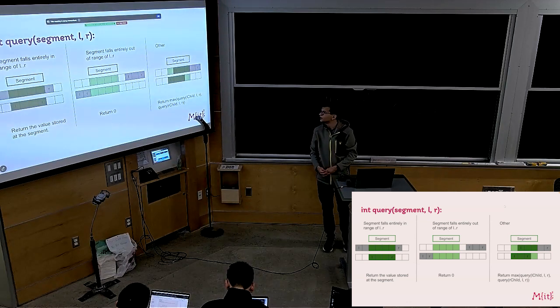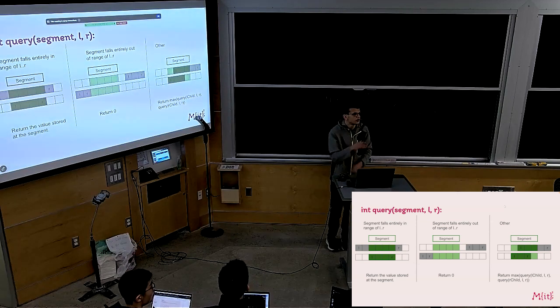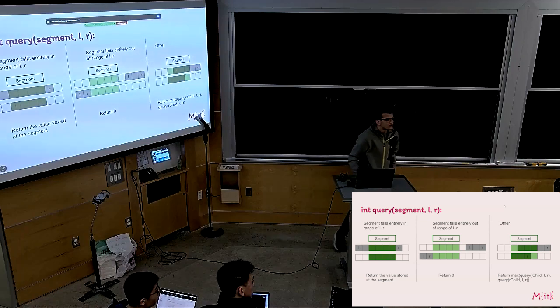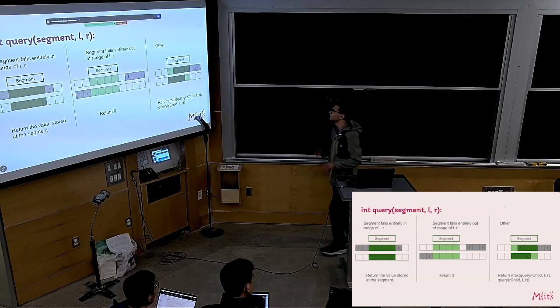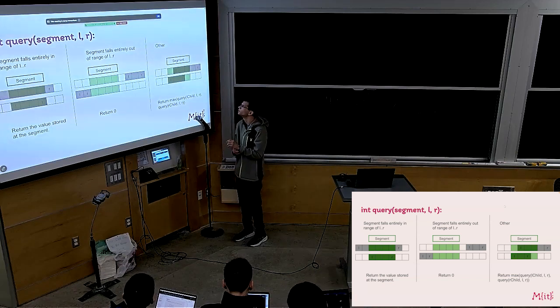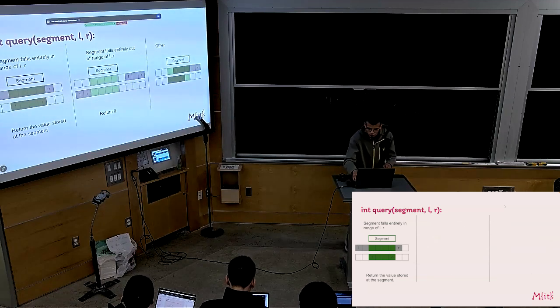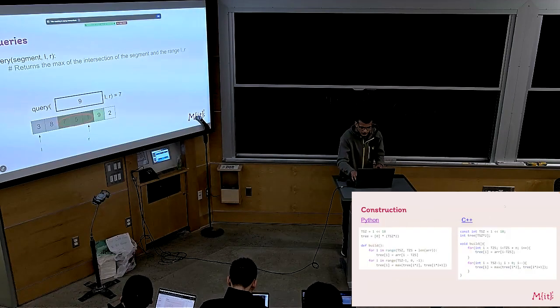Okay, does anyone have any questions about how the query function works? Yes? Can you explain what L child and R child are? Okay, yes, I did not, sorry about that. So I did not define those yet, but those are basically like the two blocks below the segment.